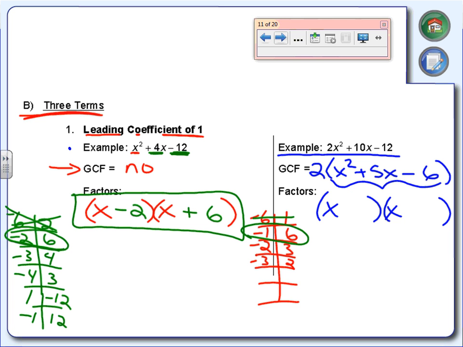Those are the 2 numbers we're going to use in our 2 binomials. Negative 1 and a positive 6. By the way, it really doesn't matter which one you put first. If you put the plus 6 on this one and the minus 1 on this one, it's okay. Doesn't matter the order. We're almost done. There's just one little thing that I've got to put in front of those 2 binomials. What is it? It's the 2 that we factored out earlier. So this right here would be my factors of 2x squared plus 10x minus 12.